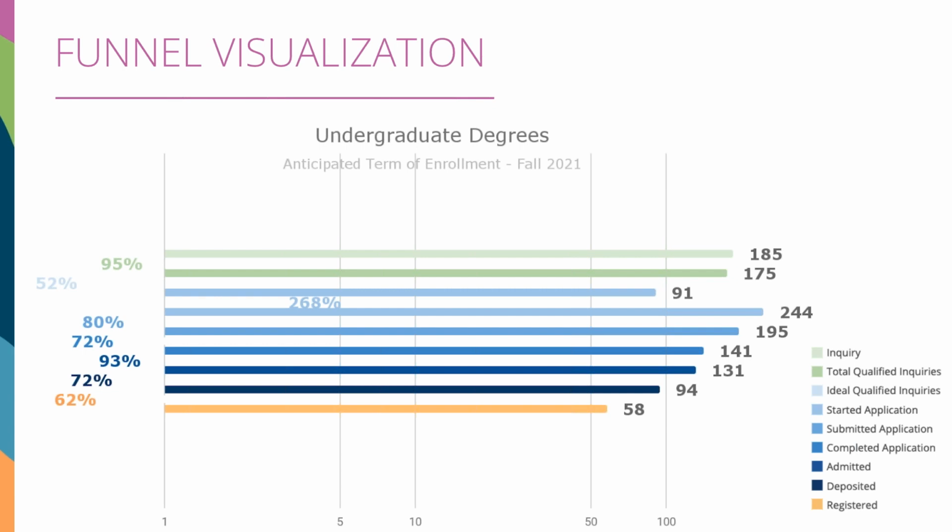You have 91 ideal qualified inquiries, but we had 244 started applications. How could that really be? Well, it told us that prospects are entering our pipeline without ever having filled out an inquiry form. So that could mean that maybe they're exposed to our advertising and they just never fill out a form to inquire, or they meet somebody, or they're a referral from faculty or a current student.